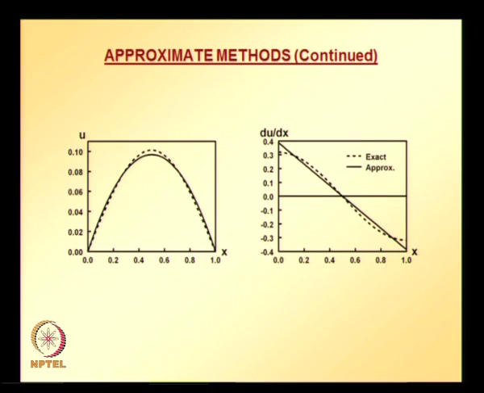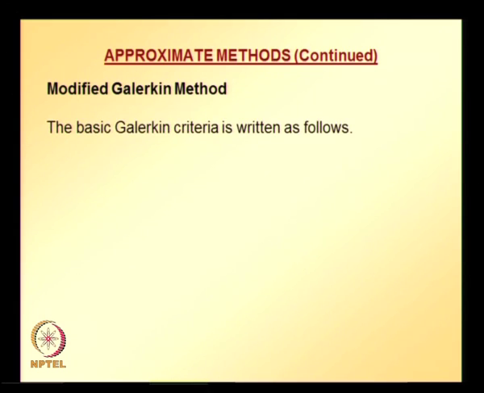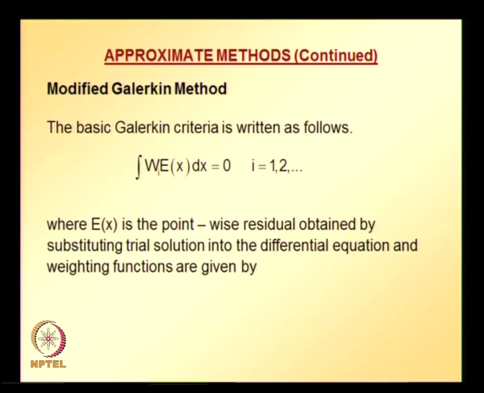Only thing is, as the number of coefficients in the trial solution increases, effort increases. So, now let us look at a small modification to this Galerkin method, which is called modified Galerkin method. The basic Galerkin criteria is this one, just now we looked at, where E is nothing but the pointwise residual obtained by substituting the trial solution into the differential equation, and weighting functions are given by this one.